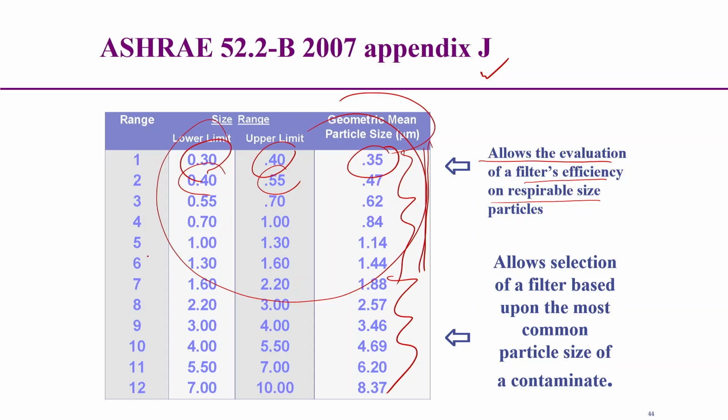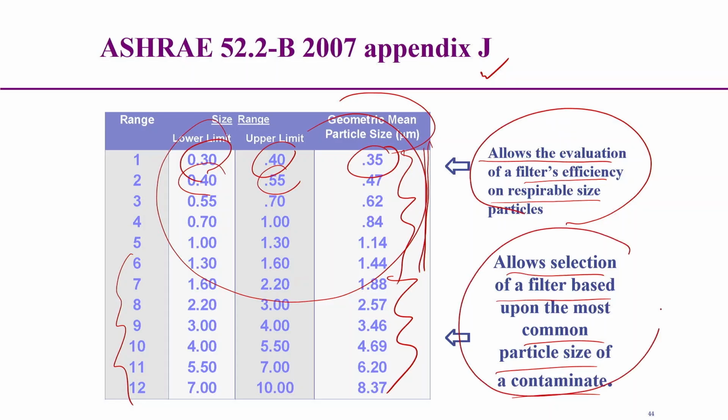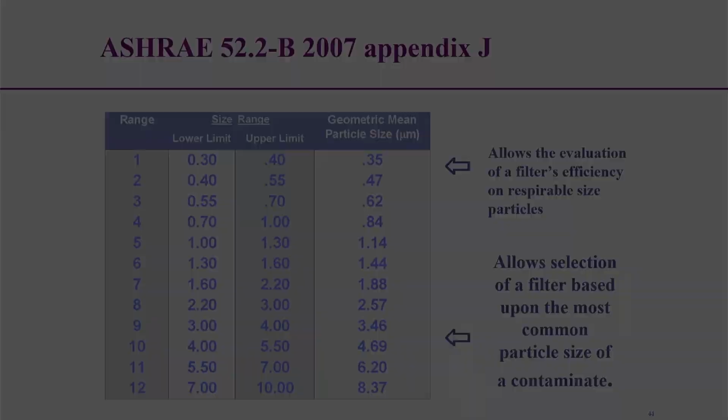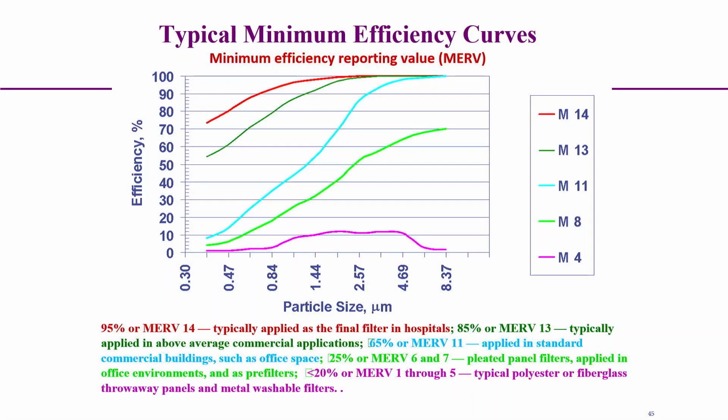Typically between, say, 6 to 12 there are coarser particles. So, it allows the selection of filter based upon the most common particle contaminants. So, these are the respirable particles and these are the most commonly available particles. We have to decide depending on the particle size distribution, and select the particular filter medium with a certain MERV rating. Okay. Now, try to see this one.